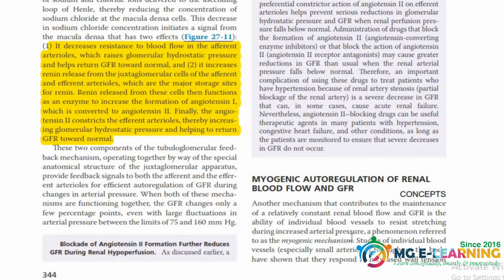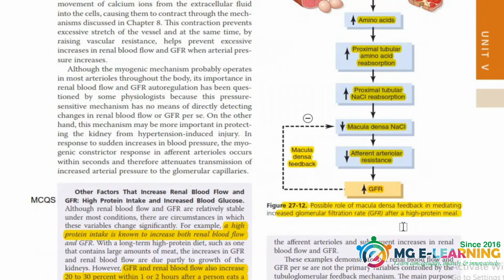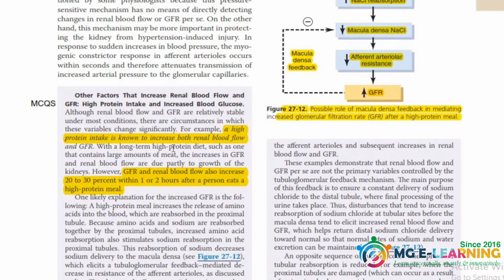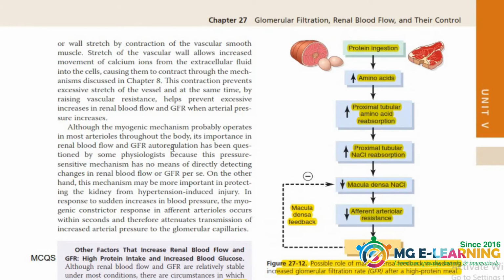Myogenic auto-regulation is not very important from your paper point of view, but it is important for your concepts. This is another blue box and it has important MCQ points. This is again the flow sheet of the role of macula densa. Macula densa has a two-sided way of regulating GFR, so these flow sheets are important.